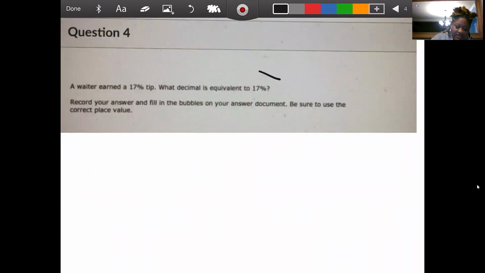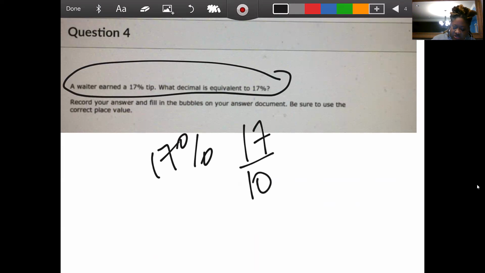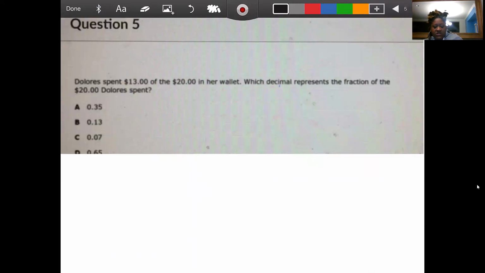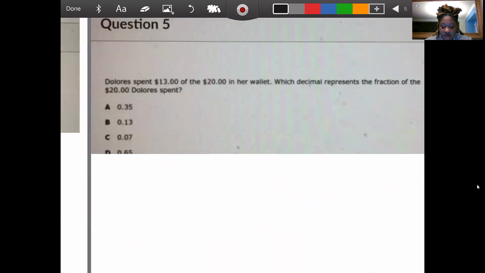A waiter, everybody, I think got this one correct. A waiter earned 17% tip. What decimal is equivalent to 17%? Remember, percent is always over 100. 17/100 is 17/100, just like that. Dolores spent 13 of the $20 in her wallet. Which decimal represents the fraction of $20 Dolores spent? We just talked about this. So go back to number 3, I think this is, and use your notes from there.